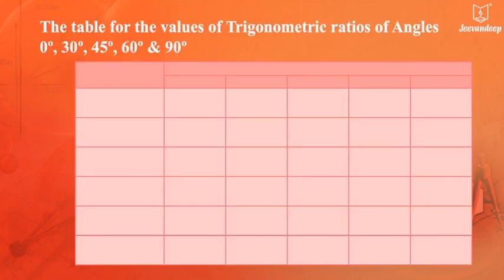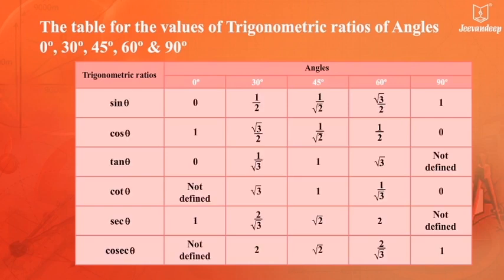5. The table for the values of trigonometric ratios of angles 0 degree, 30 degrees, 45 degrees, 60 degrees and 90 degrees. This table seems to be complicated, isn't it? Let's find out an easy way to learn this table. It's in your own hands.